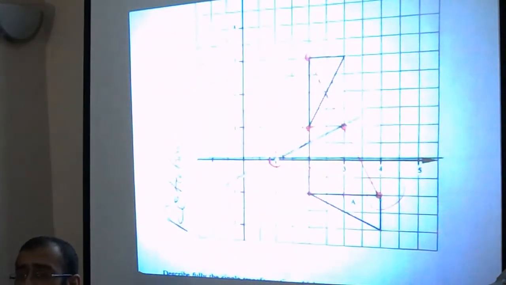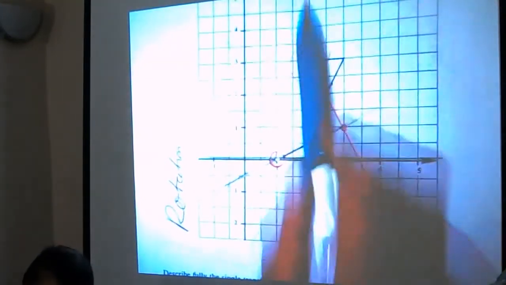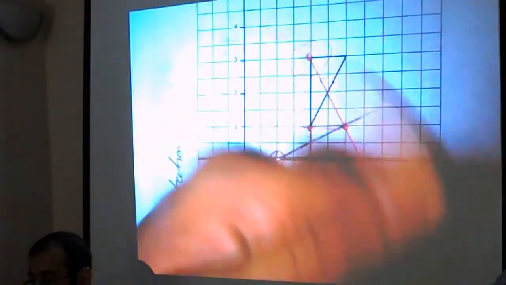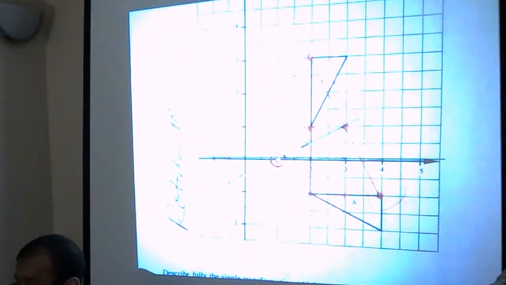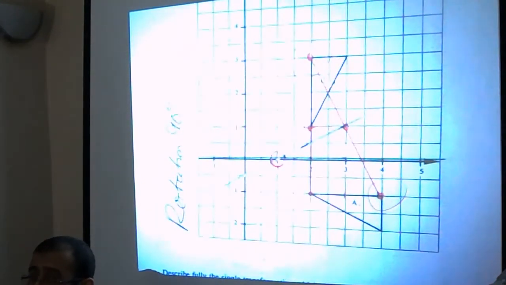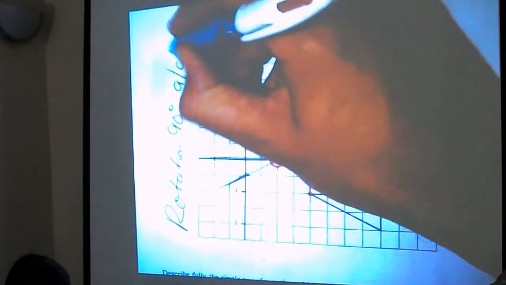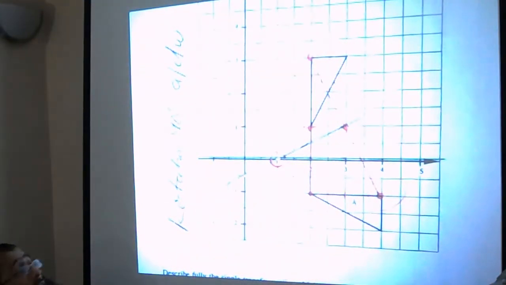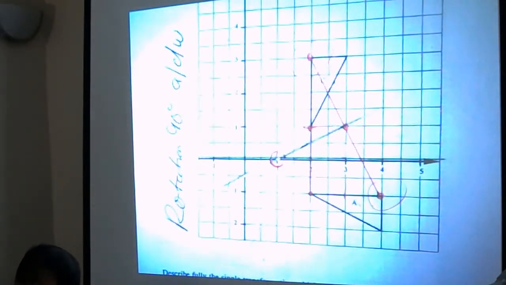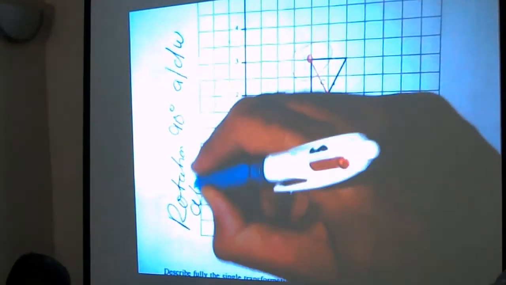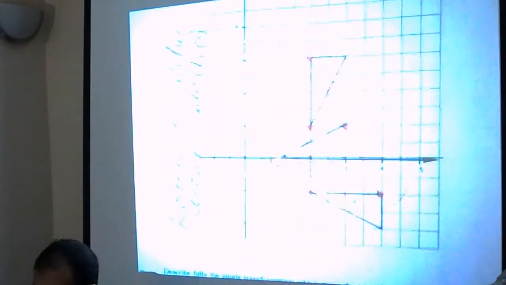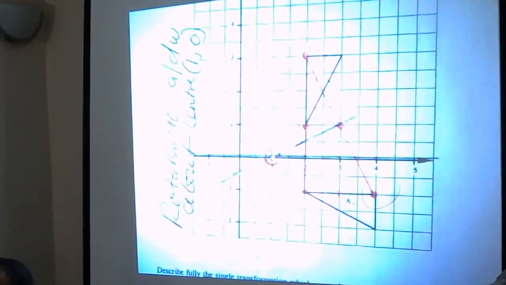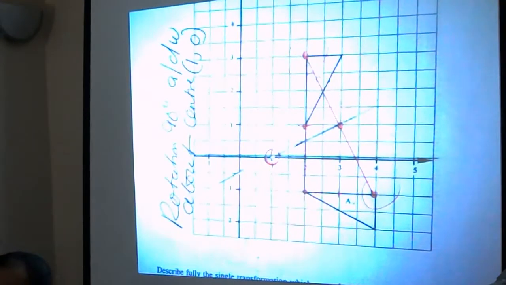Now, what does the angle look like for you? The moment it's gone from this side to that side, how much has it flipped through? 90 degrees. So the rotation is going to be 90 degrees, which direction? From A to C? Anti-clockwise. Yes, so rotation 90 degrees anti-clockwise about where? About the center, 1, 0.